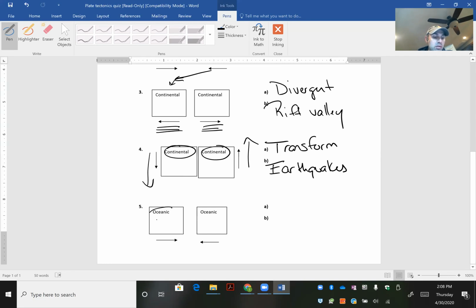And then finally, we have two oceanic crusts, and they are converging on one another. Convergent plate boundary, all right? And with this one, because they are both that thin, very dense material, we would get the volcanic mountains again, so we would get a volcanic chain.